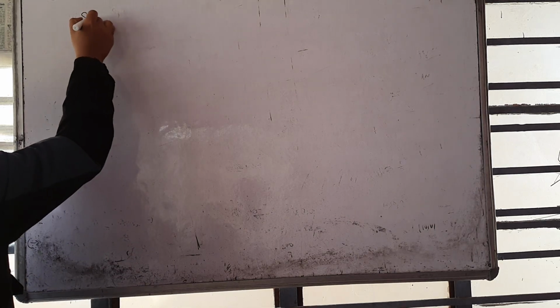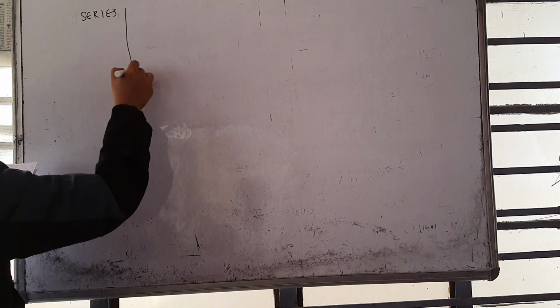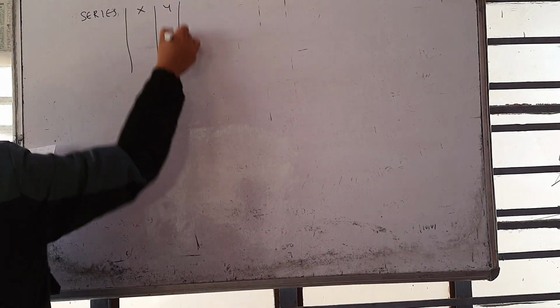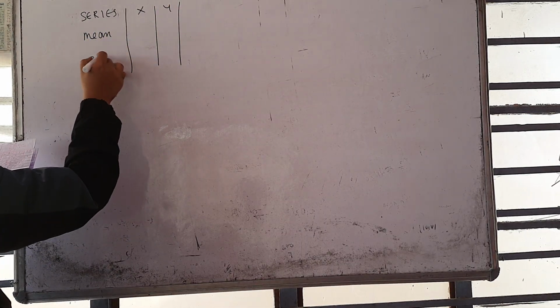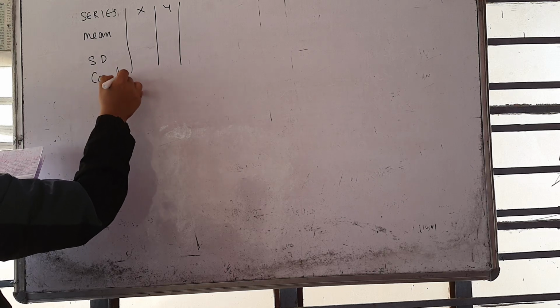Okay, please see, everyone. Please, 15 marks. If you get this, how would you do it? Look up, everyone. A table is given. Series x and y is given to us. This is your mean, this is standard deviation, and this is correlation.